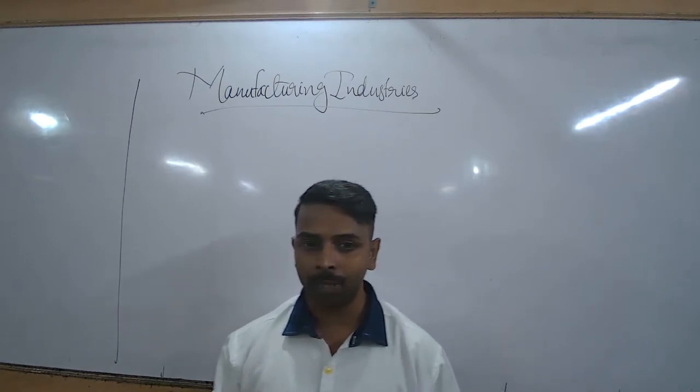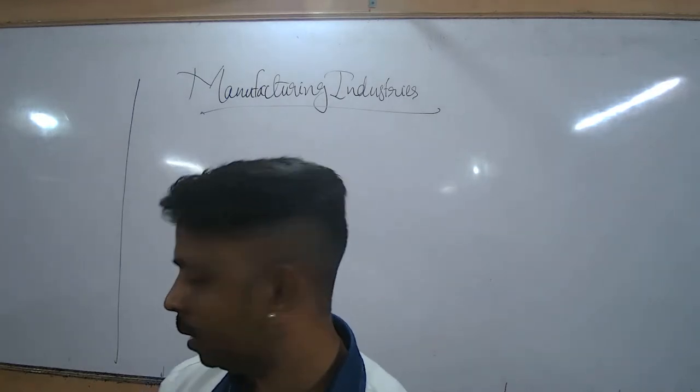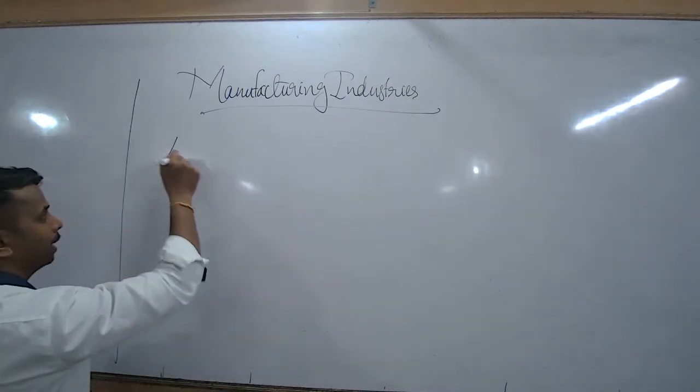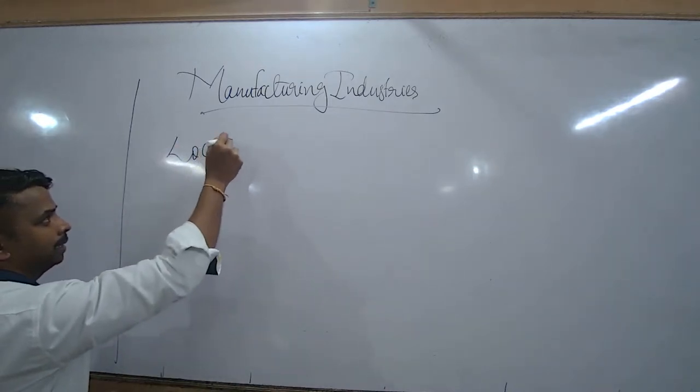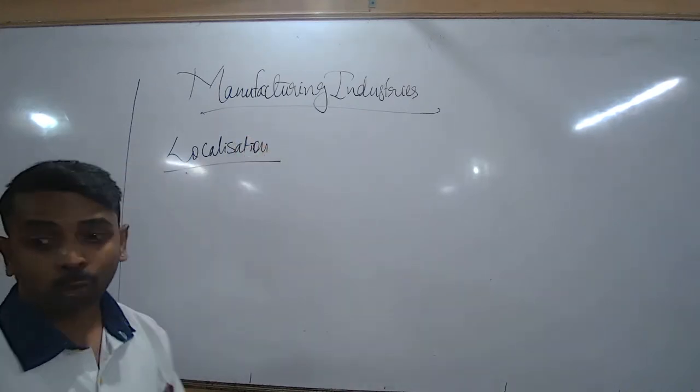Then I'll be explaining something called factors of location. You know what is factors of location? In geography, we call it localization. What is localization according to you? I said there is a factory which is located near Nerul railway station. The question is why?